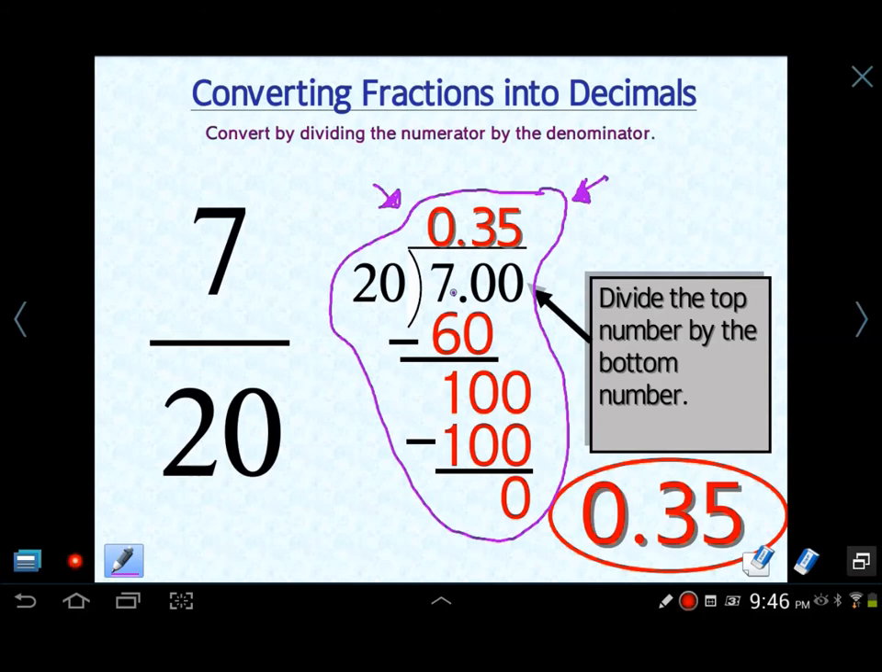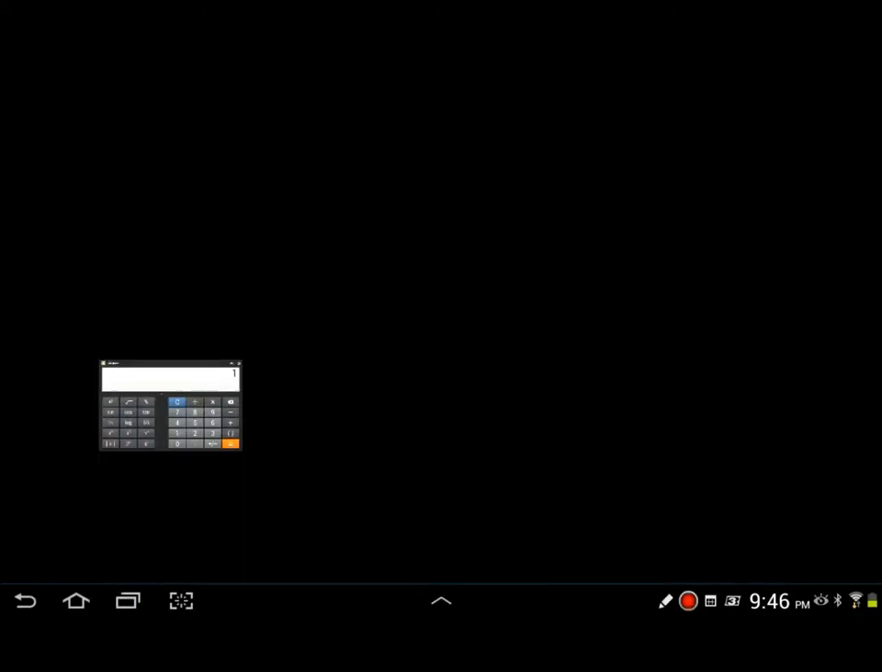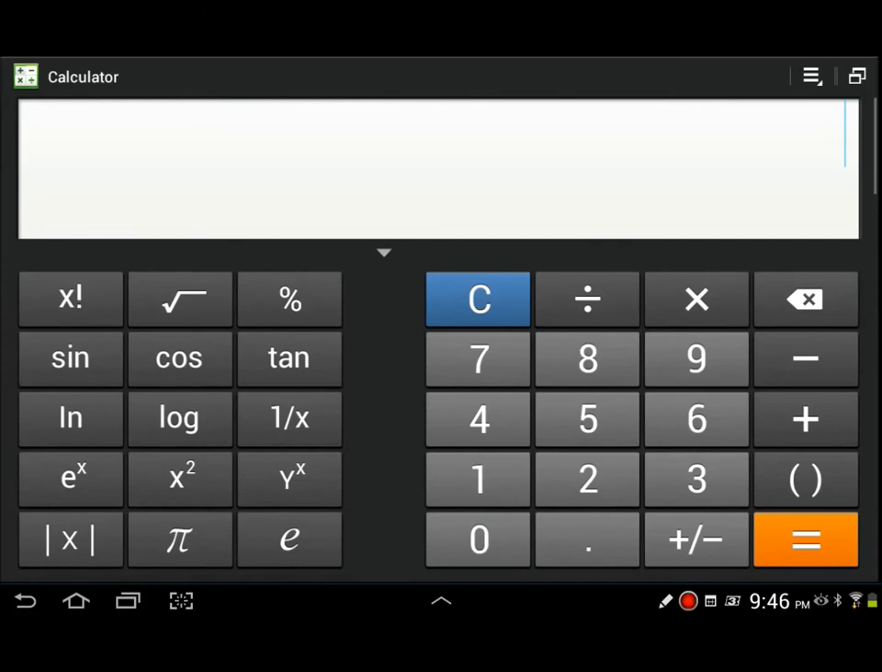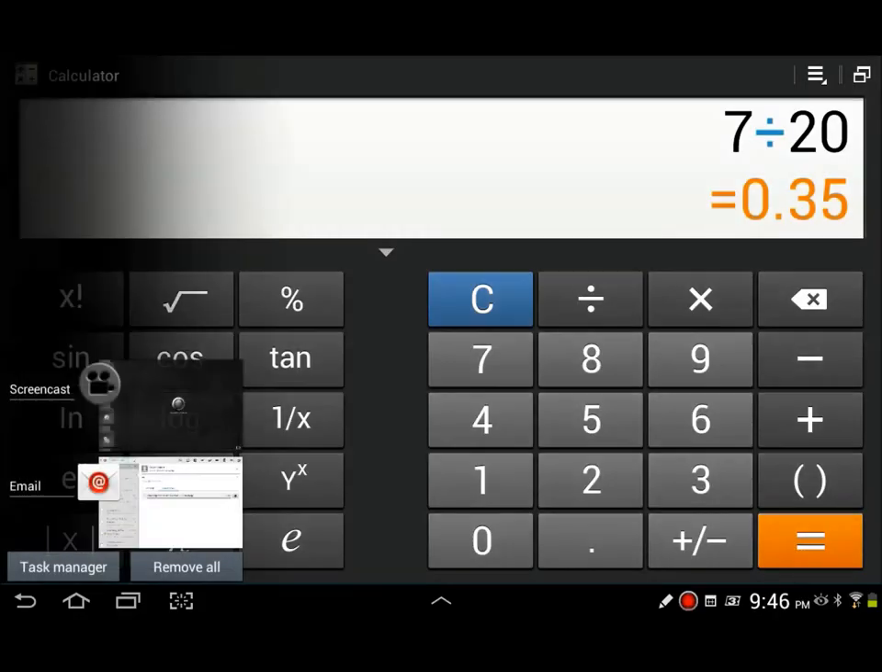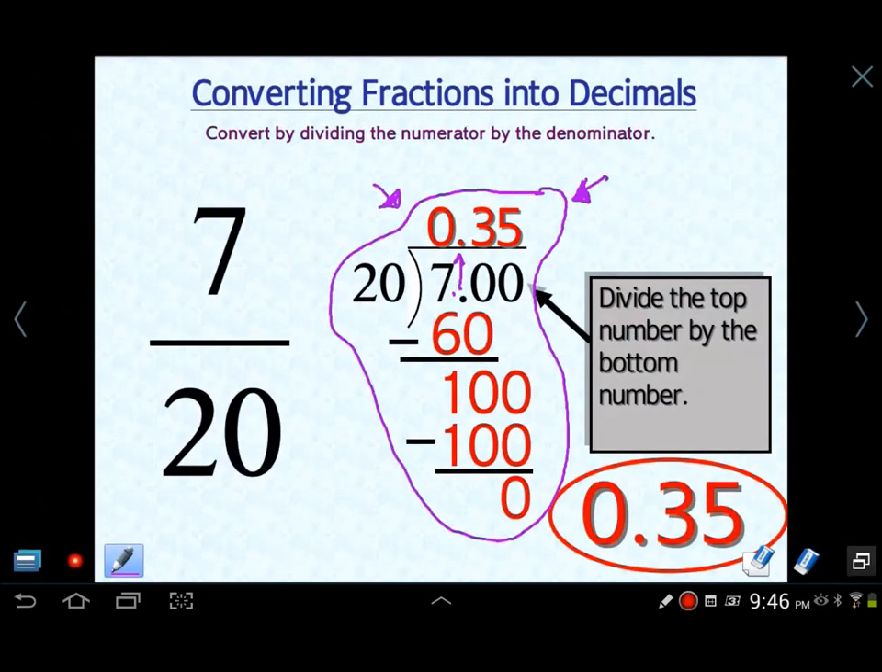We would bring the decimal straight up. We would continue doing the division. But I'm not going to get into all that. I would rather just show you what to do on your calculator. So 7 divided by 20. When you use your calculator, just do the top number, 7, and divide by the bottom number. So 7 divided by 20, and then hit equal, and there you go, 35 hundredths. So we got 35 hundredths right here. Nothing was different.